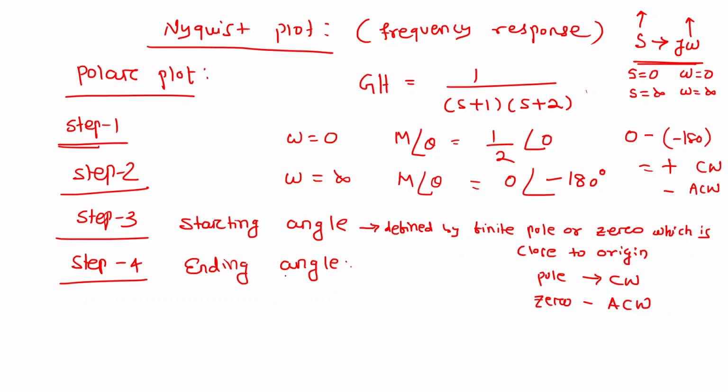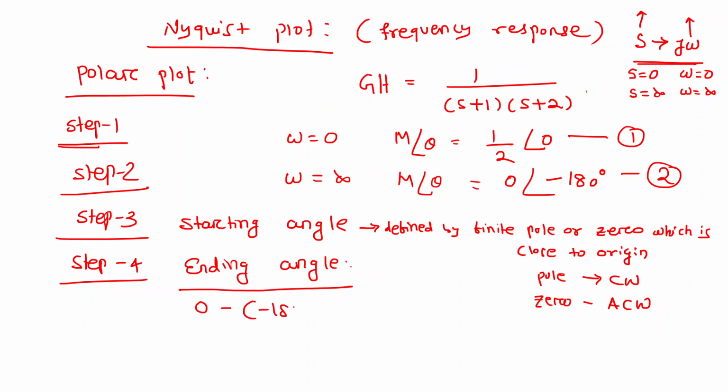Sir, once repeat, sir. Okay, last point. I'm just repeating here because I have written the ending direction here. Ending angle means whatever angle you get at omega 0, this is equation 1, this is equation 2. Just subtract the angle. So 0 degree minus of minus 180, equation 1 minus equation 2. You have to check the sign only, whether it is positive or negative. I don't require the value. If it is positive, then clockwise. If it is negative, then anti-clockwise. That's it.